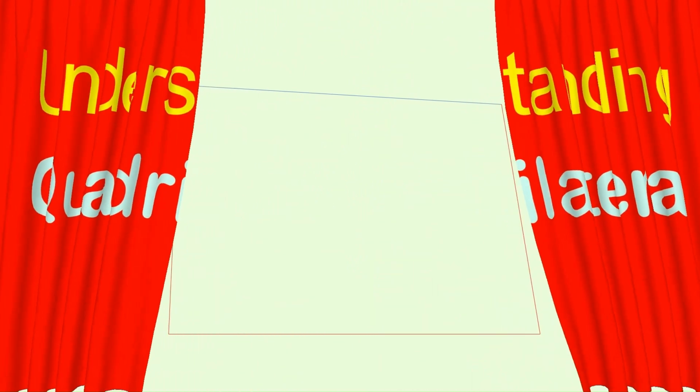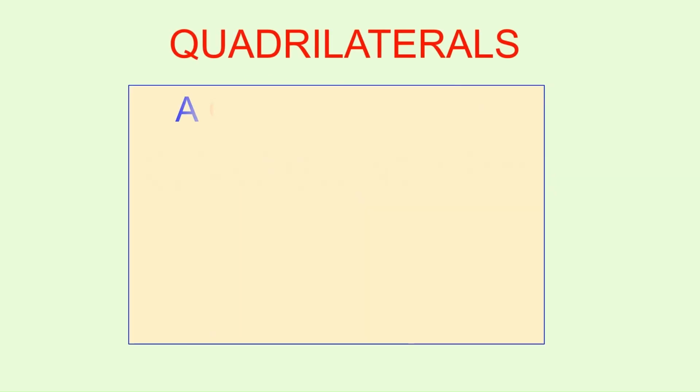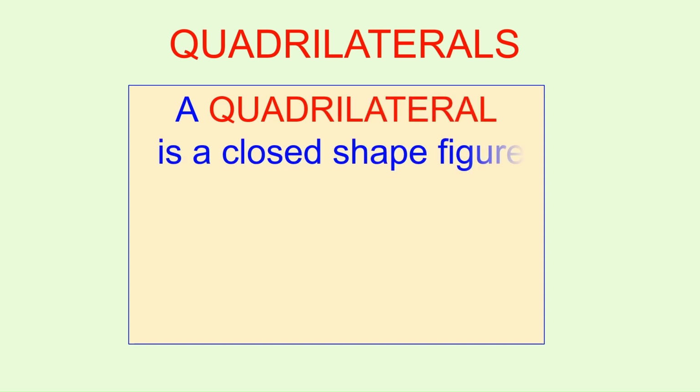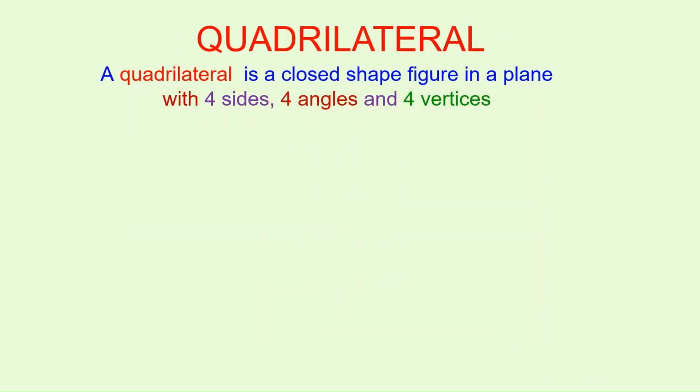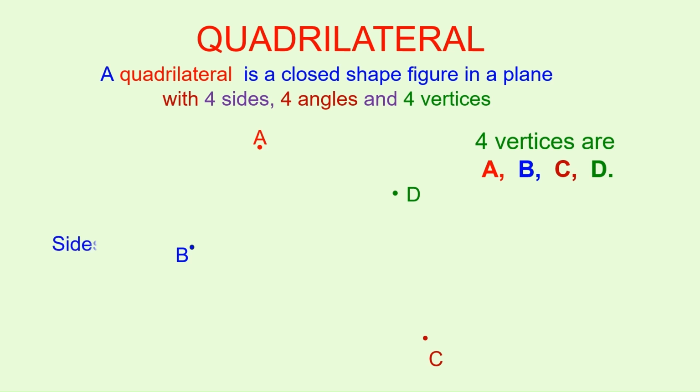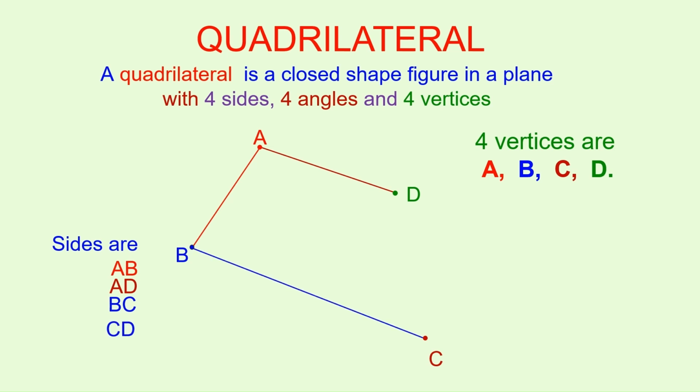Understanding quadrilateral. A quadrilateral is a closed-shaped figure in a plane with four sides, four angles and four vertices. The vertices are A, B, C, and D. Sides are AB, AD, BC, and DC.